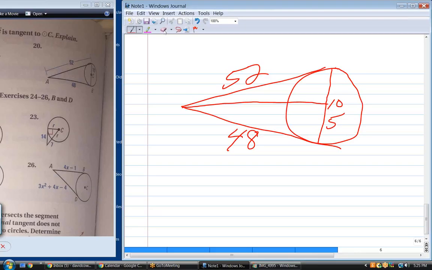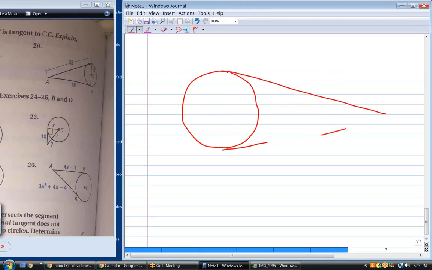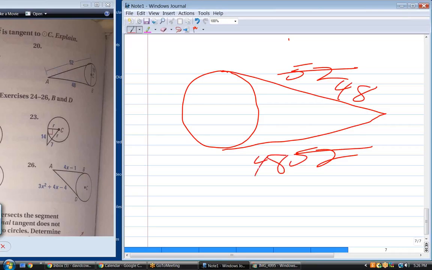All right, I see what's going on here. If I have two intersecting tangent lines, they have to be equal. If that's 52, that's 52. If that's 48, that's 48. You cannot have two tangent lines intersecting outside the circle. If they are both tangent lines, they are equal.